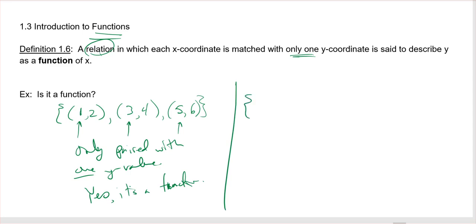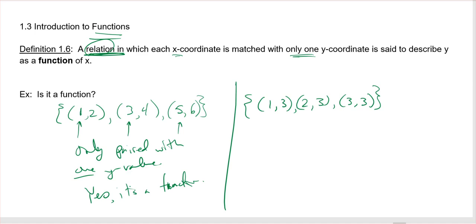Great. Let's have another one. Maybe {(1, 3), (2, 3), (3, 3)}. We do the same thing. Is it a function? First we verify it is a relation. It's a set of ordered pairs. Now we need to verify that each x-coordinate is matched with only one y-coordinate. So we go to each one of these. How many things is the number 1 paired with? Well, it just goes with 3, right? 1 does not appear as a first coordinate in either of these. So 1 is only paired with 3. 2 is only paired with 3. 3 is only paired with 3.